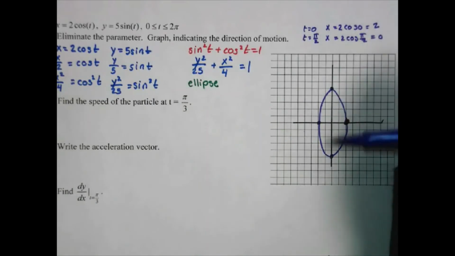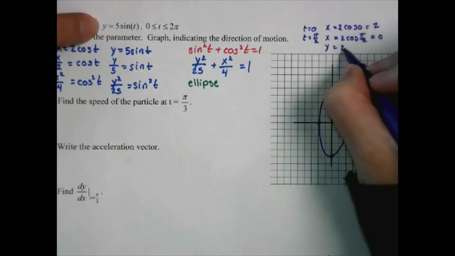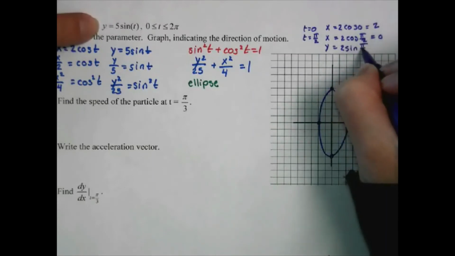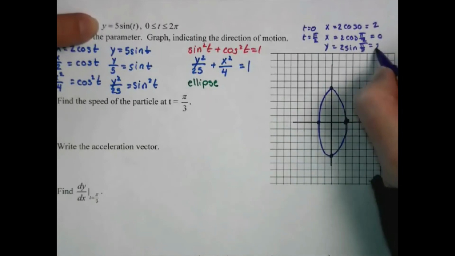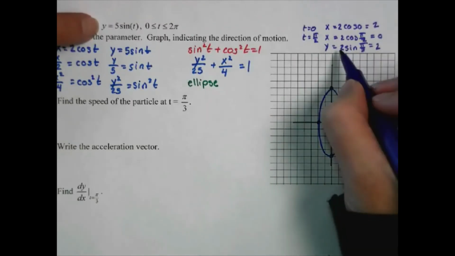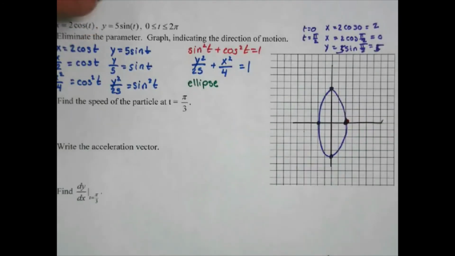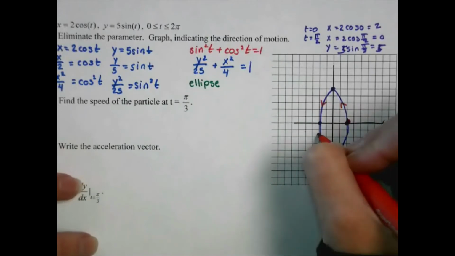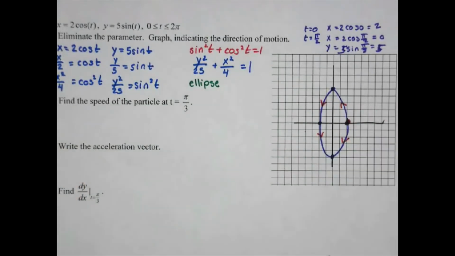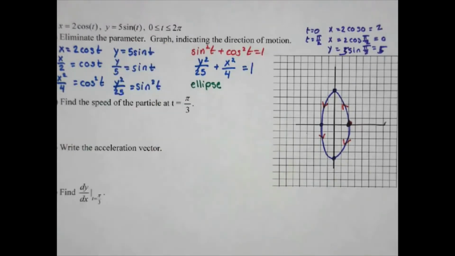So is it this point or is it this point? So we'll plug it into the y. So sine of pi over 2 is 1, so this is 5. Sorry, that's a 5, which makes this 5, which gives me this point here. So my direction, again, goes this way. And that should kind of make sense since it's going to follow a unit circle pattern since there's no negative or anything there.